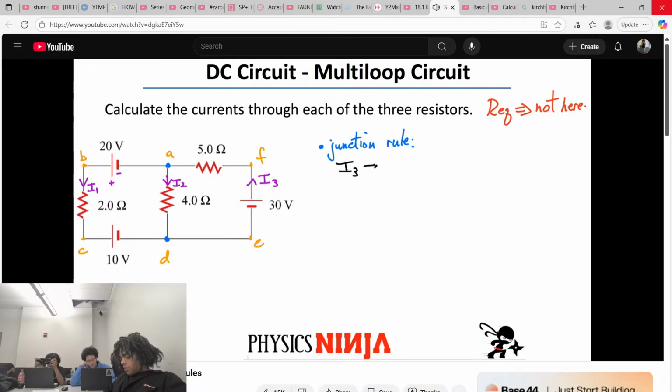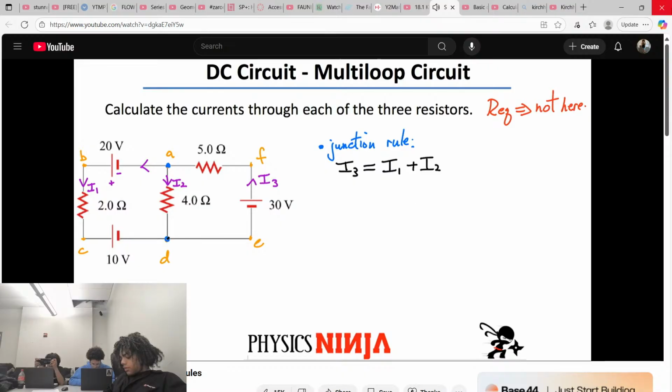I3 has to be equal to whatever current flows out of the junction. So look what we have. We've got I1 flowing this way, and I2 flowing down in the center branch the way I've labeled it here. That means I3 must be equal to the current flowing out, which is I1 plus I2. That is the junction rule.